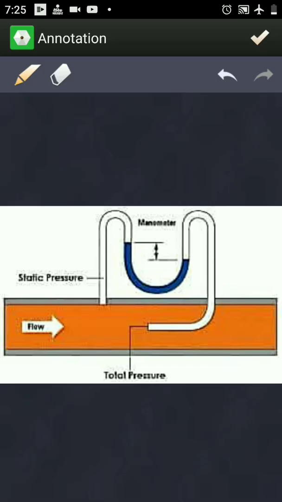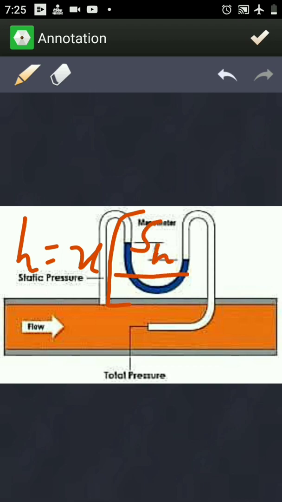So using the relation h is equal to x, the pressure difference, into specific gravity of the liquid which fills the manometer upon the specific gravity of the liquid which is flowing in the pipe, minus 1. Okay, so using this relation we can calculate the value of h and put it in the equation v is equal to Cv into under root 2gh to determine the value of velocity at any point.